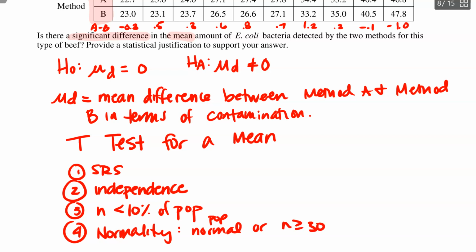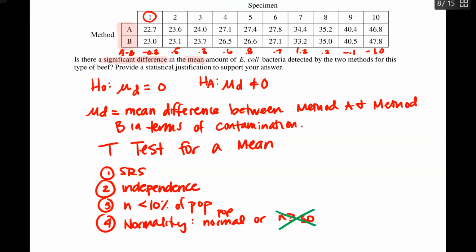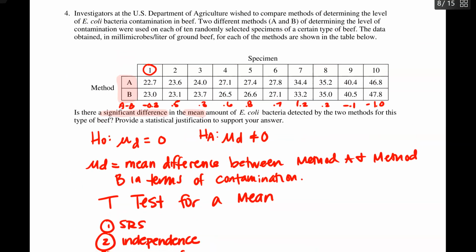And so for this last one, we already know our N was only 10. We only had 10 specimens, so we're looking for normality in the original. Listing them is not enough for checking conditions. We got to make sure that we showed how we met them. So for SRS, we're looking up here.